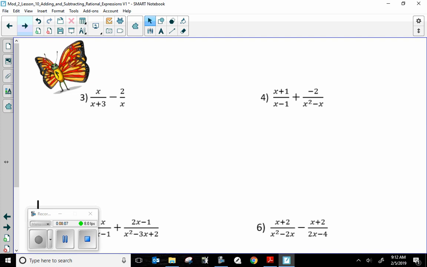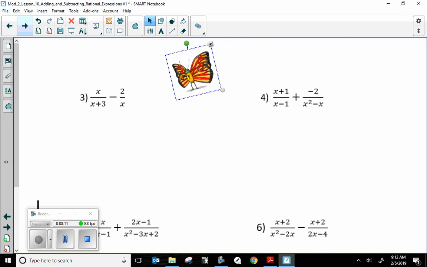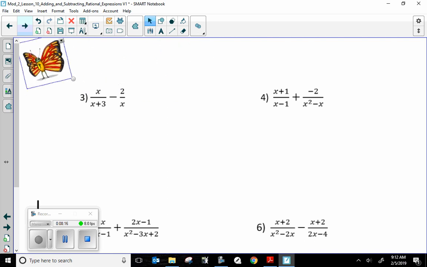We have a nice little butterfly here. I like them. I love them so much. Boom, look at that, how they bounce on the board. I love that.